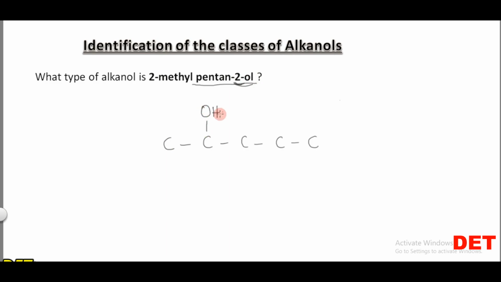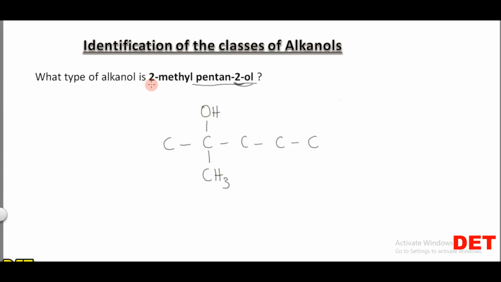So the OH group is at carbon 2. Then 2-methyl is telling you that you have a methyl group at position 2, at carbon 2. So this is 1, 2. So I have a methyl group here, CH3. So this is the structure for your 2-methyl pentan-2-ol. This is the structure for it.